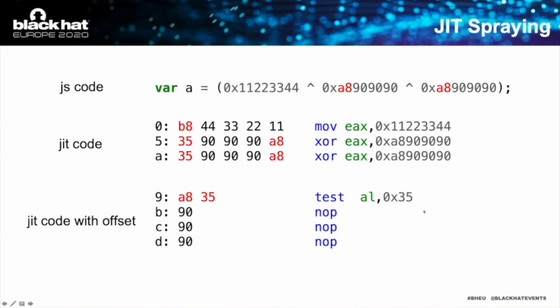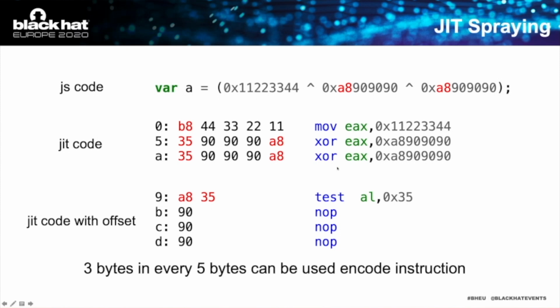After we add an offset to this code, A8 and 35 are merged into a single instruction, test al, 0x35. The following 90 is treated as 3 nop instructions. This means that 3 bytes in every 5 bytes can be used as code instructions. We can use those instructions to construct a shellcode.